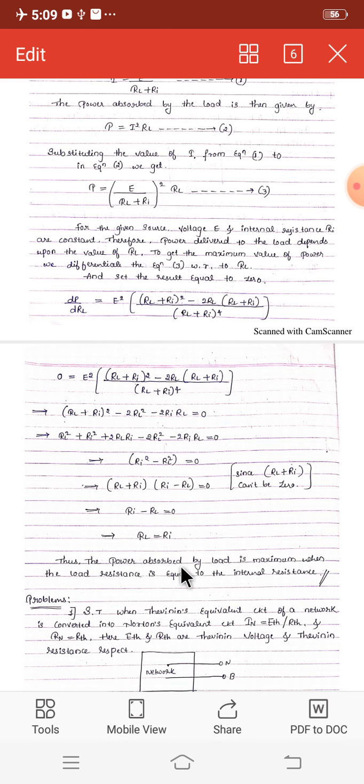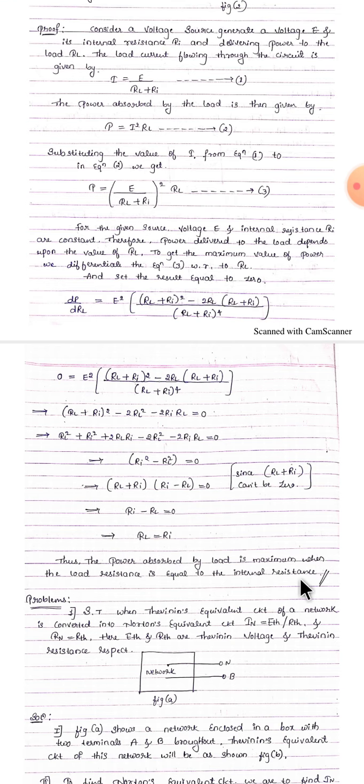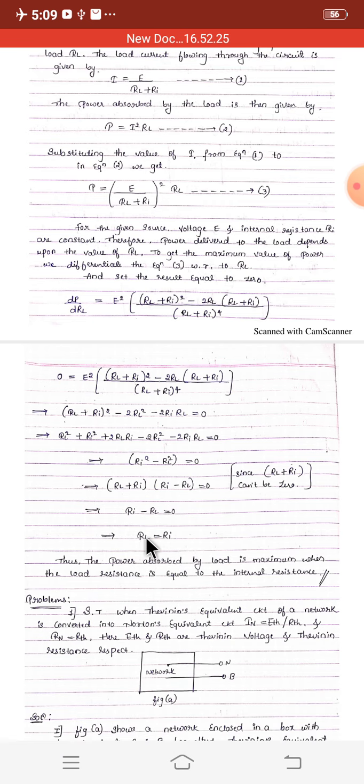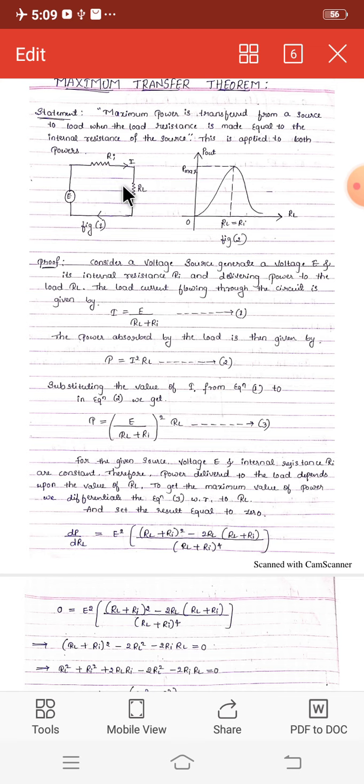Thus the power absorbed by the load is maximum when the load resistance is equal to the internal resistance. See here, this is load resistance, this is internal resistance. These both are equal, hence the maximum power transfer theorem is proved. See here, what we proved here? Ri and RL is there.